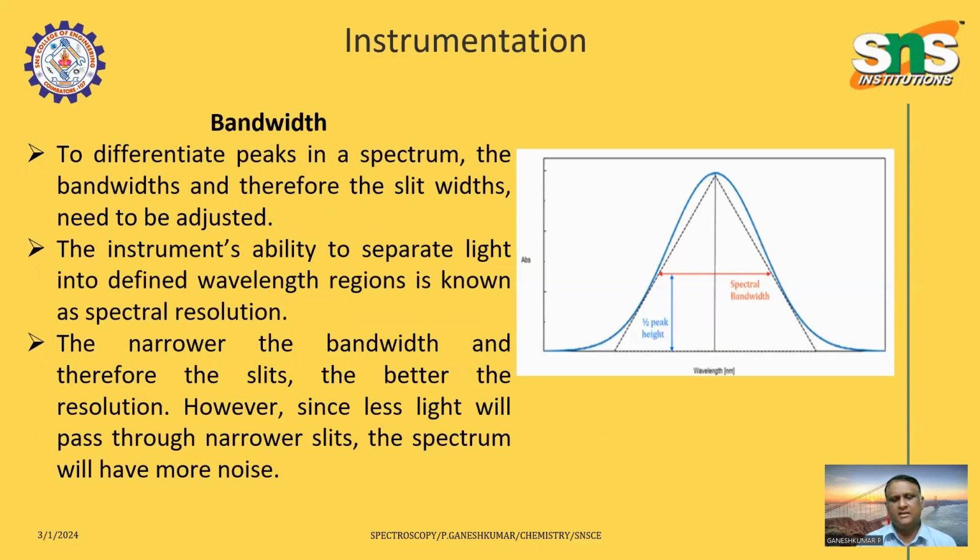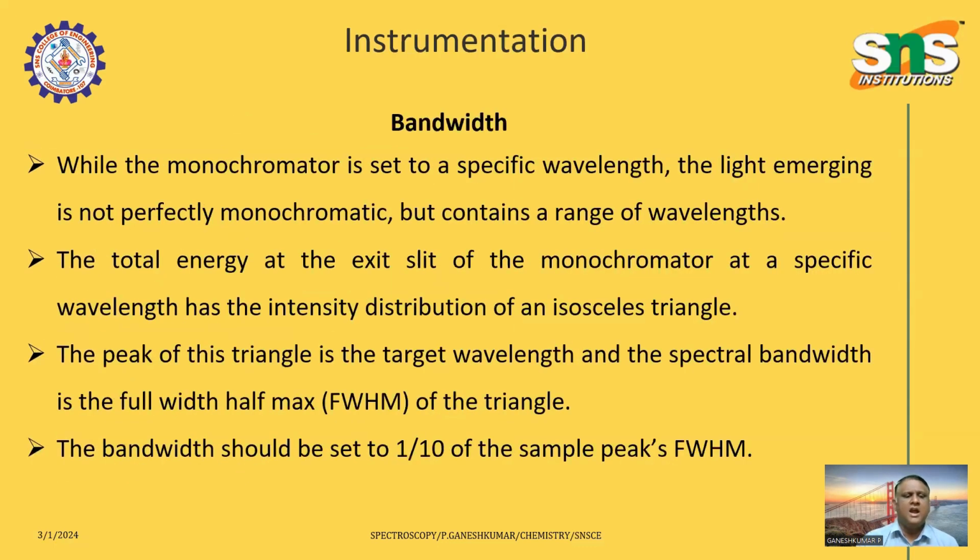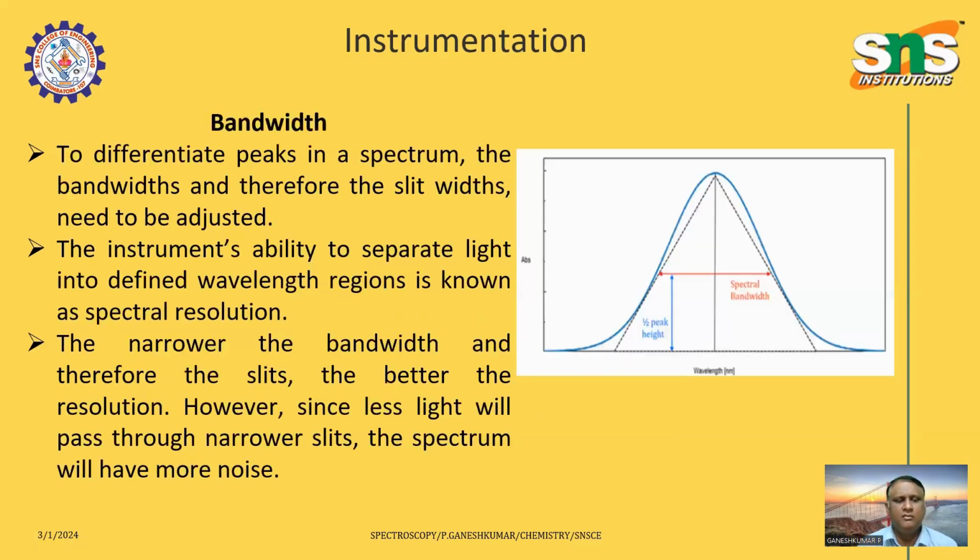You see this triangle here? The peak of this triangle is the target wavelength, and the spectral bandwidth is the full width at half maximum. We call it the FWHM of the triangle. The bandwidth should be set to 1/10 of the sample peak's FWHM. To differentiate peaks in the spectrum, the bandwidth and the slit width need to be adjusted. To get those, the width of the slits has to be adjusted.